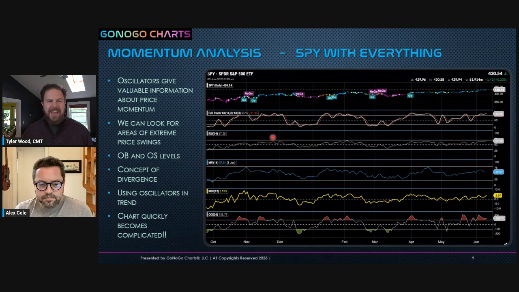Just take a look at what the S&P 500 looks like in this tiny shrunken panel as we add more and more indicators to our chart. We can't see price action. We cannot differentiate important areas of support and resistance or do any of our other analysis. And we want to capture all of the information from these incredible tools without cluttering our chart.